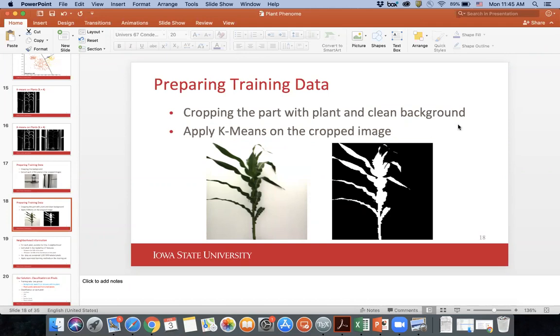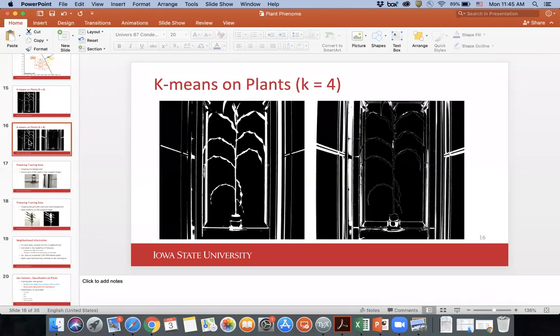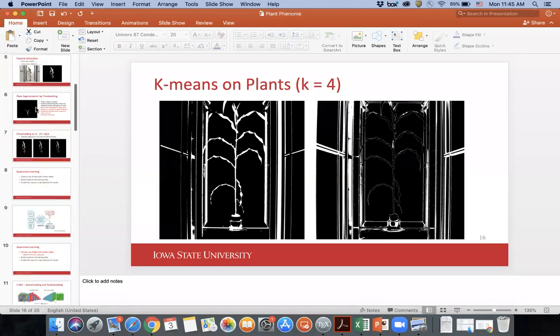Okay, sorry. Kareem is asking, what is more important: to not have background pixels classified as plant, FP, or to not have plant pixels classified as background, FN? Can you explain? Okay.